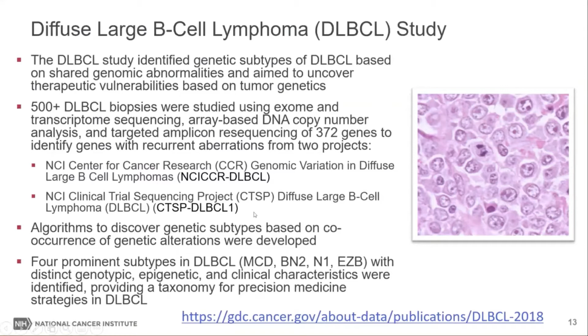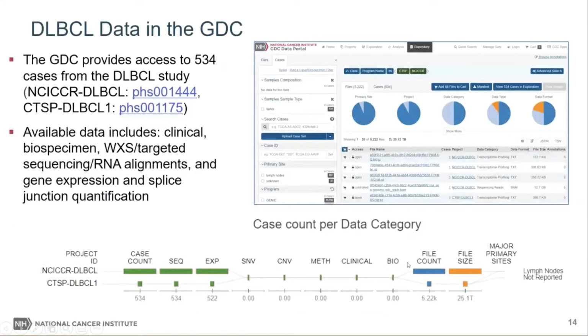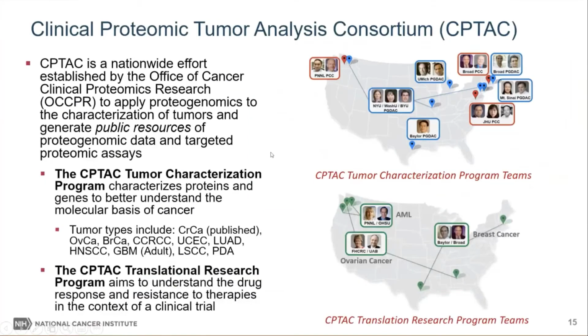So these 2 projects came together, and they worked on algorithms to discover genetic subtypes based on the co-occurrence of genetic alterations. There were 4 prominent subtypes that were identified: MCD, BN2, N1, ECB, and these are available on the GDC publication page. There was a publication created in the New England Journal of Medicine that had those. So in the GDC, we have about 534 cases when you add up the 2 different projects which form the study. And we have different data, such as sequencing data, alignments, gene expression, and the splice junction quantification.